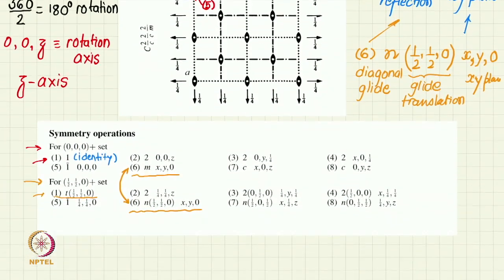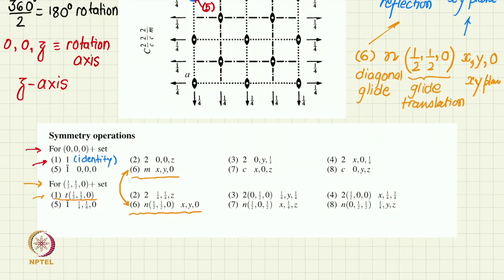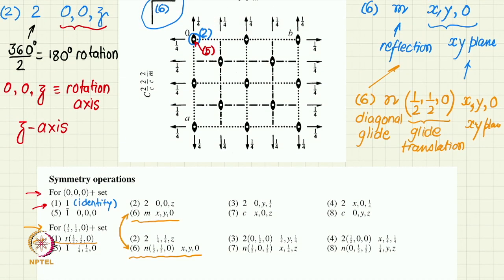So, I think we have discussed in quite a bit of detail the symmetry operation. Other symmetry operations which I have not explained, you can try to work out and correlate with the symmetry element diagram which is also present.